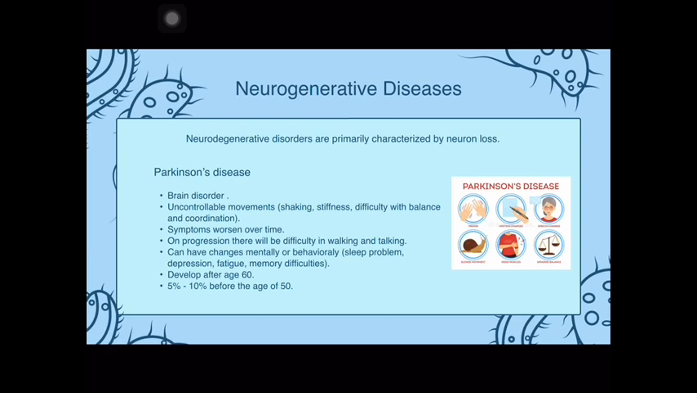This is a brain disorder where uncontrollable movements such as shaking, stiffness, and difficulty with balance and coordination occur. Symptoms worsen over time, and on progression there will be difficulty in walking and talking. You don't need to worry because this mostly occurs after the age of 60, and only 5 to 10 percent get it below the age of 50. So if you consider yourself unique, you had better think of checking with a doctor.